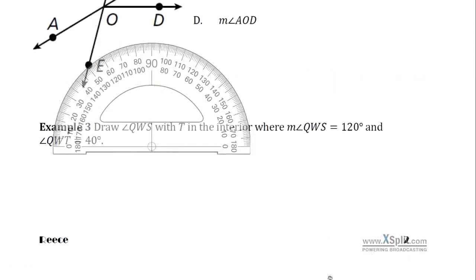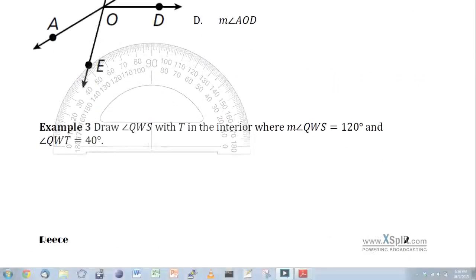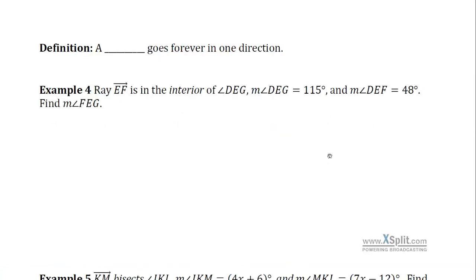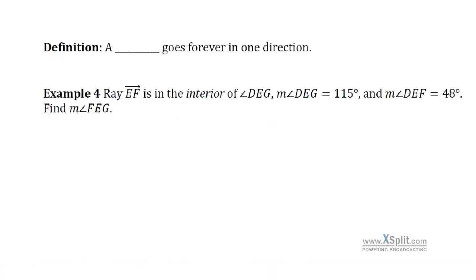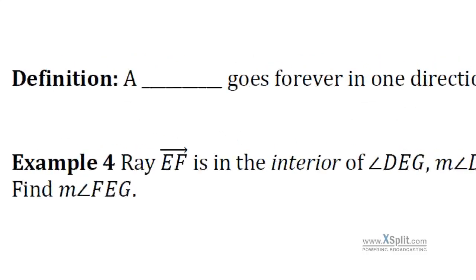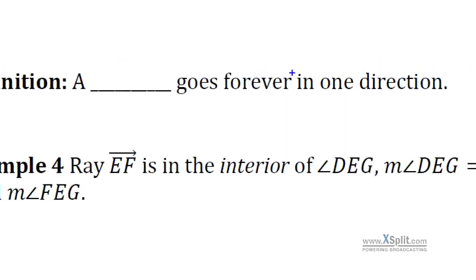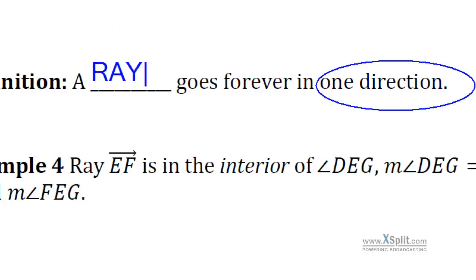I'm going to skip example 3 in favor of example 4 because they're very similar to one another. But first, a definition here. Last time we talked about lines. Lines go forever in 2 directions. This one is a little bit better, named after a famous band, of course. This thing's going to go forever in 1 direction, and it's called a ray. A ray goes forever in 1 direction. Good band.